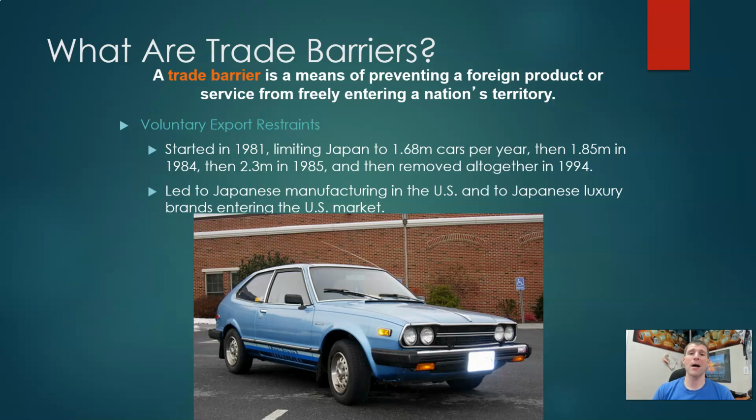Not only that, but they started producing luxury cars because luxury cars are higher value. If you only export so many cars to the U.S., you want some of them to be worth more so you can make more money. So Toyota started Lexus, Honda started Acura, right, and Nissan started Infiniti. So some of these luxury brands came about as a way to get around some of the export restraints.